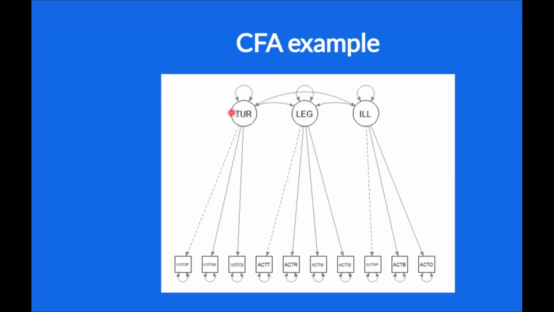This is turnout, because this is TUR, or voting behavior, or intention to vote behavior, based on three indicators. This is legal activist participation, based on 4 indicators. And this is illegal activist participation, based on 3 indicators. This is the main part of the hypothetical model that I will test using some data.